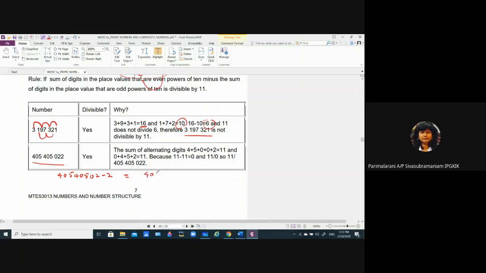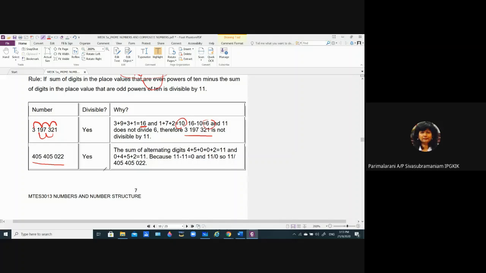We get 40500. Okay, this is not a very good example for me to do here. I can do this, but it's a little bit long. Let me try another example first. I'll give you another example.